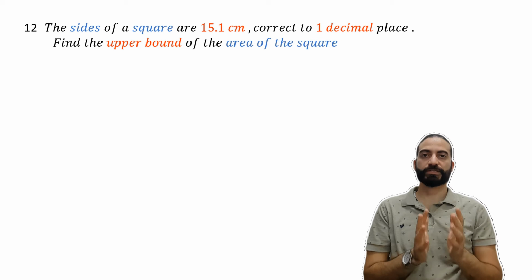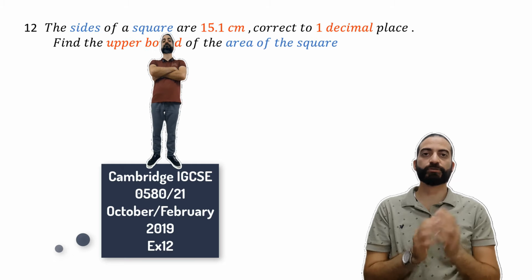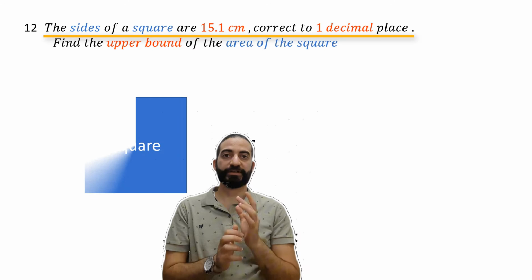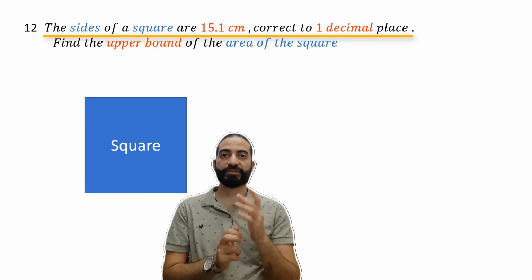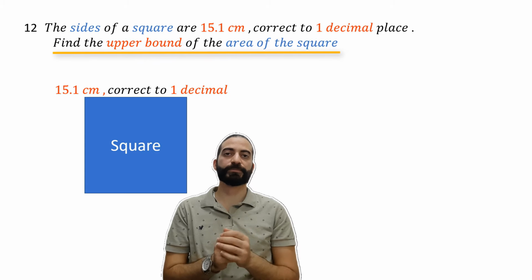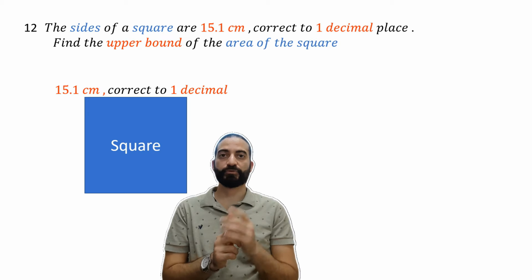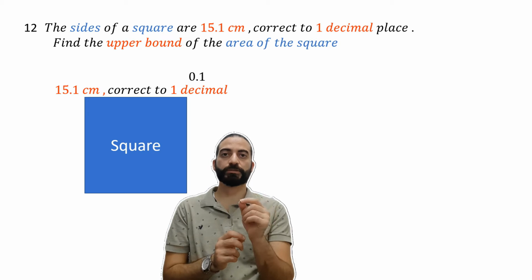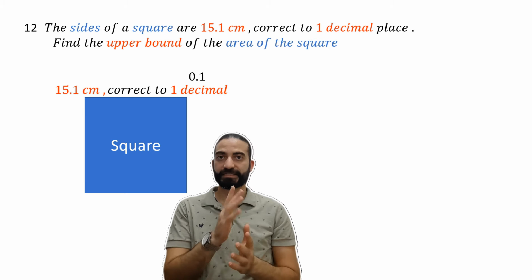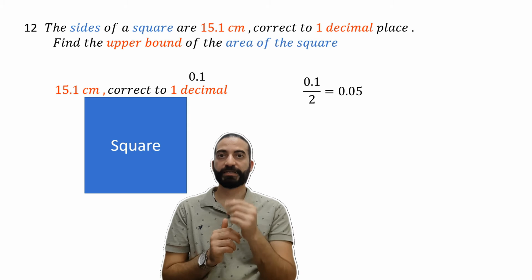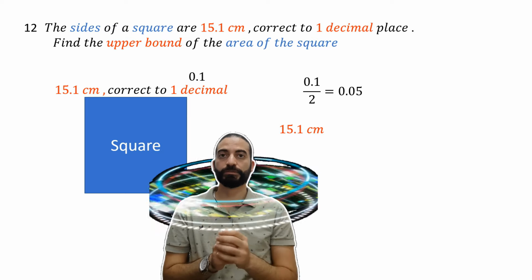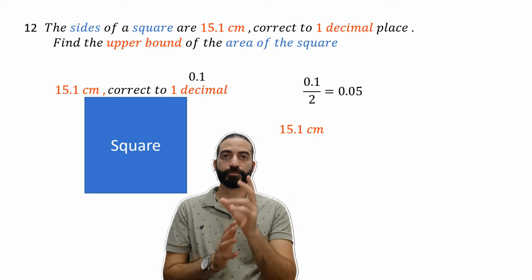Hello everyone, we will start by solving question 12 of the Cambridge IGCSE 2019 exam. In this question, it tells us the sides of a square are 15.1 centimeters, correct to one decimal place. Find the upper bound of the area of the square. One decimal place, we can write it as 0.1. When we get a question like this, the first thing we do is divide the decimal place by 2.